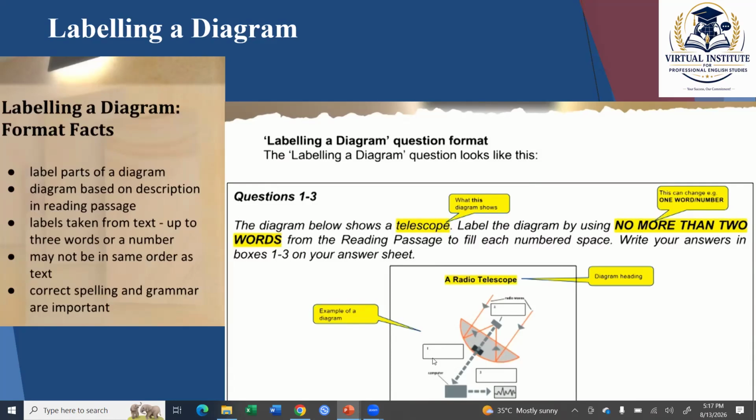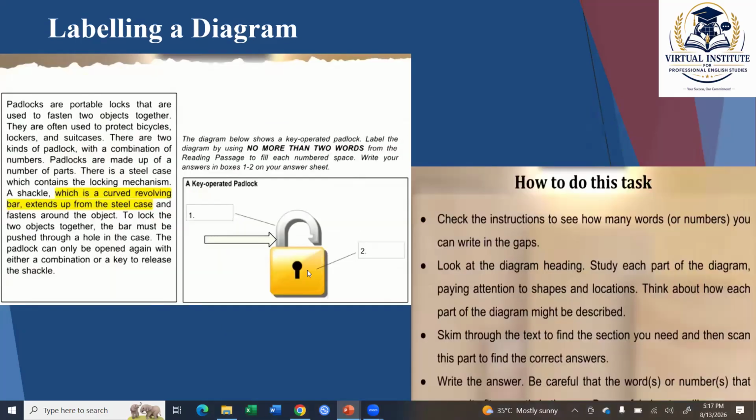Now, where is the passage? It's in the second slide. You will see it, right? The instructions further tell you to write your answers in boxes 1 to 3 on your answer sheet. Again, there is a heading given, a radio telescope. So it means that this diagram is a radio telescope, right? And then there are different parts of this telescope, and you have to name all these parts.